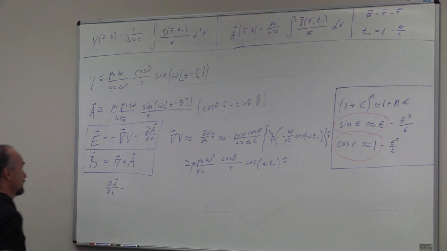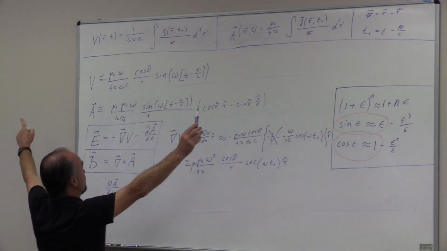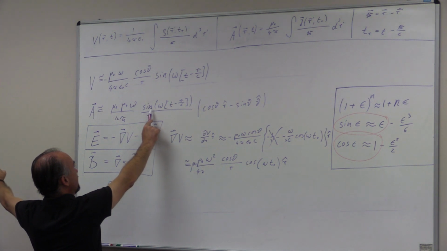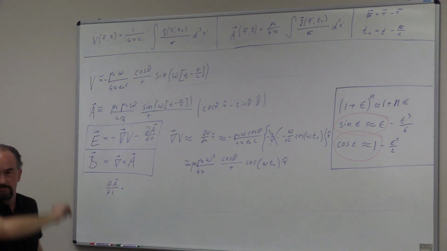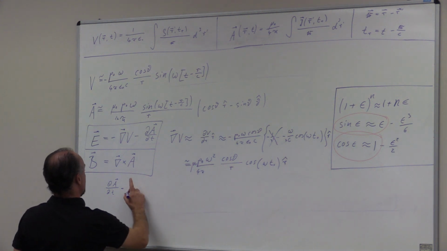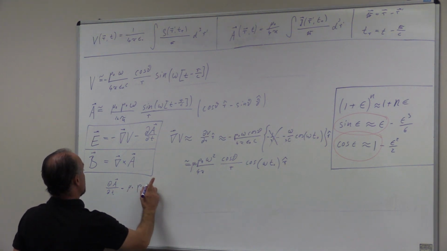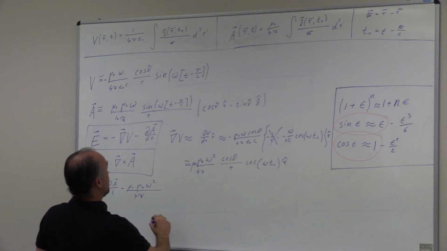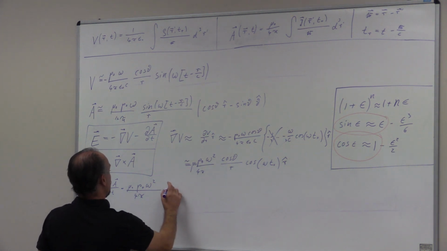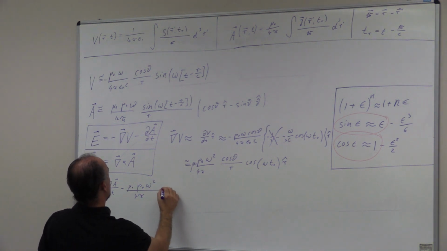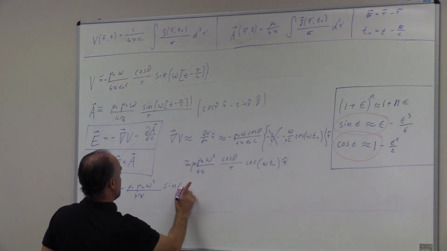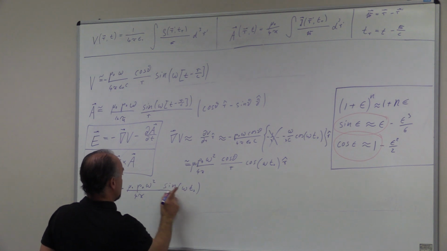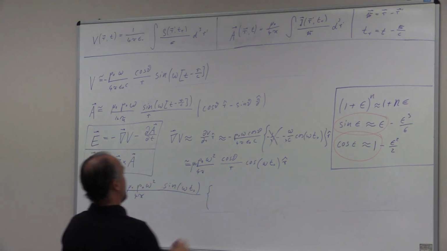The time derivative of this just turns the sine into a cosine, and we get an omega out. So that gives us mu naught p naught omega squared over 4 pi, then we have 1 over r, and there's a sine of omega t, and then we have cosine theta.